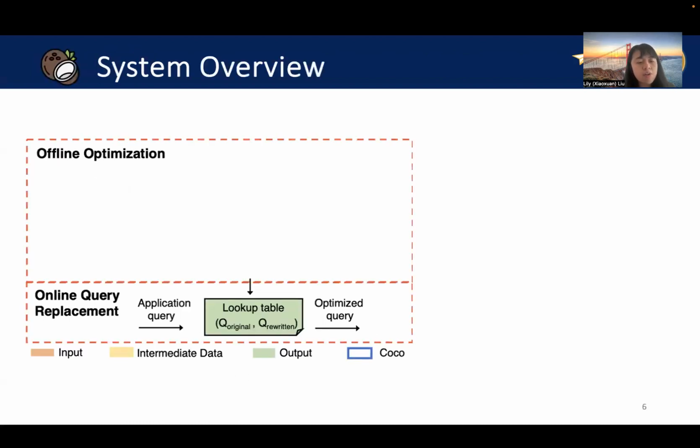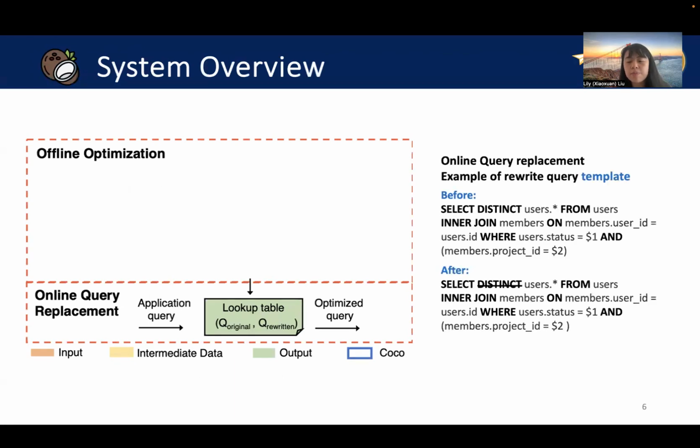So the system of Coco consists of two components. The first one is the offline optimization, which outputs a lookup table that has the original query and optimized query pair. This is an example, right? The before is the original query, and the after is a query with a distinct keyword removed. And during the online query processing, it will send the query to the Coco system, and Coco will check if the query is already in the lookup table.